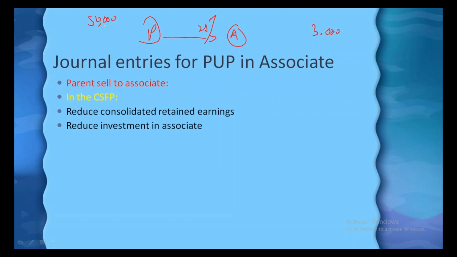But out of the 3,000, we know 25% of this is what we call the provision for unrealized profit. 750 I must remove from the parent profit. So from the parent total profit of 50,000, I have to remove 750, because that 750 is not a real profit. It is an intercompany profit.